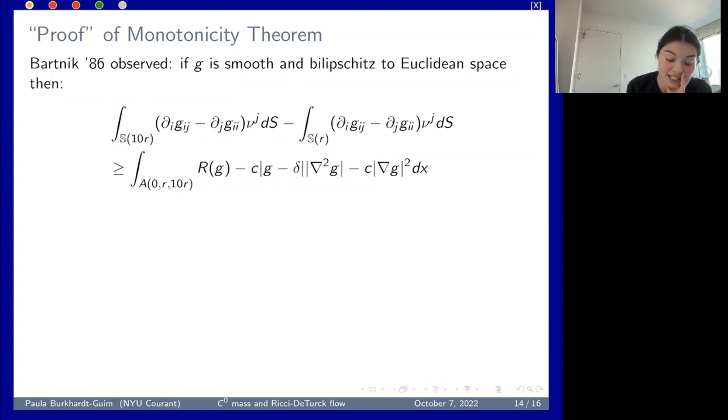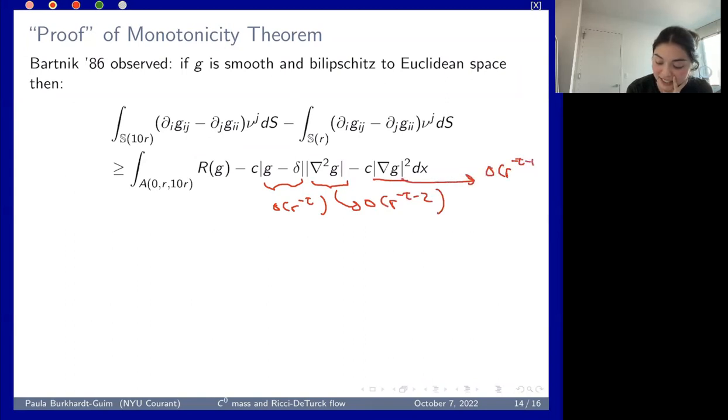And so, of course, in the classical case where we have C2 asymptotic flatness, this is going to be O of R to the minus tau. This is going to be O of R to the minus tau minus 2. This will be O of R to the minus tau minus 1, squared, right? And so these decay rates are just good enough that when you integrate over this annulus, these terms go away as R goes to infinity. And then, of course, the scalar curvature is non-negative in the smooth version of the problem I'm considering.